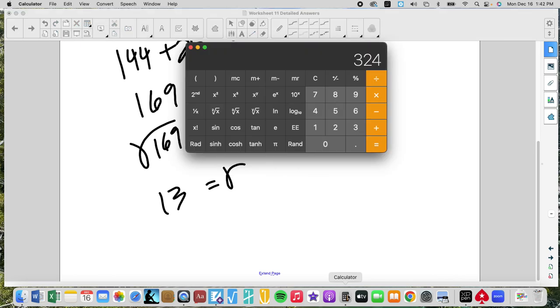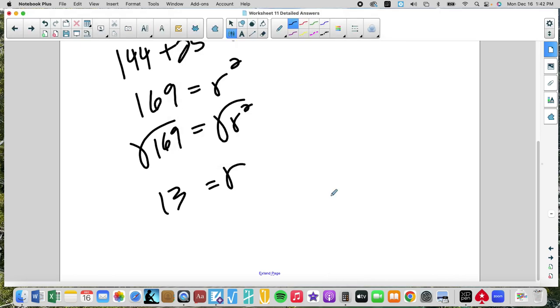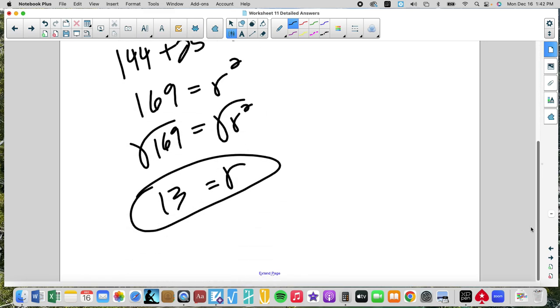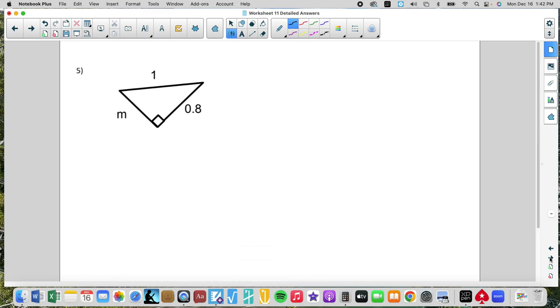Yeah, that makes sense. 13 times 13 is 169. So that missing length, which was the hypotenuse, is 13. So the side lengths are 5, 12, 13. Oh, decimals. That must be hard. Nope, not hard at all. Keeping track, the most important thing is keeping track of which are your legs and which is your hypotenuse.